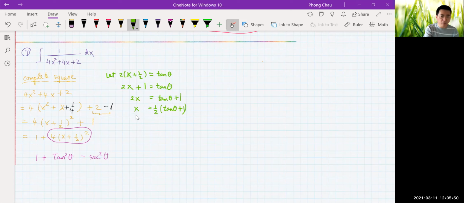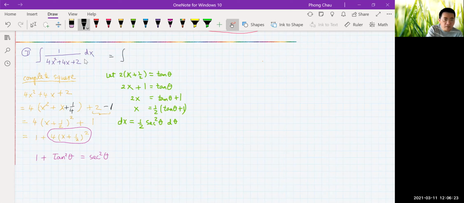Okay, again, why solve for x? Because I want to take the derivative dx. So the derivative of tangent is secant squared, of 1 is going to be 0, so dx is half secant squared d theta. Now, the integral at the beginning, I didn't write that step. I should write it here.